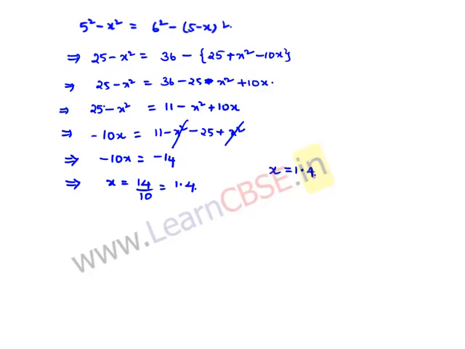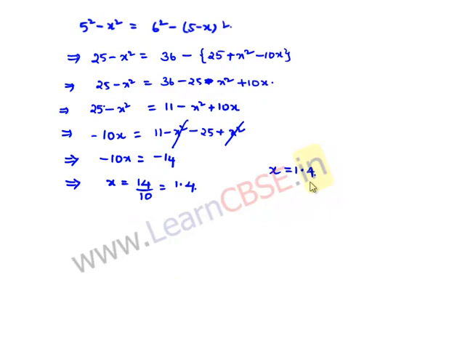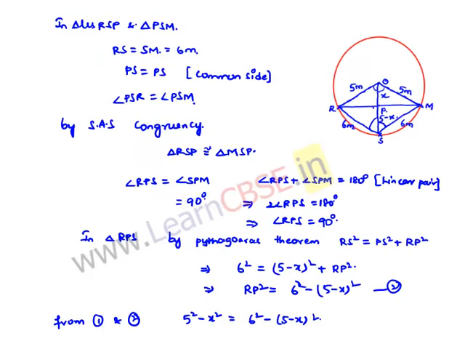Now by considering the figure, we can say that OP is equal to 1.4 centimeters and PS is equal to 5 minus 1.4, that is 3.6 meters. Let us find the length of RP and PM.